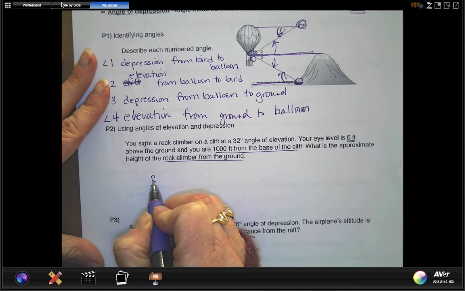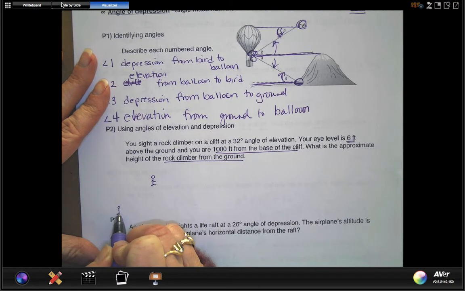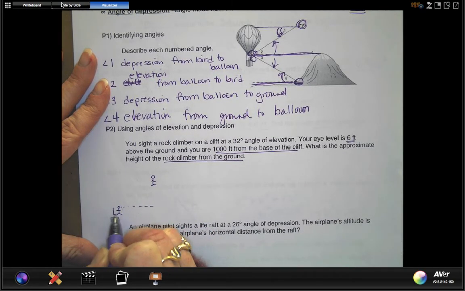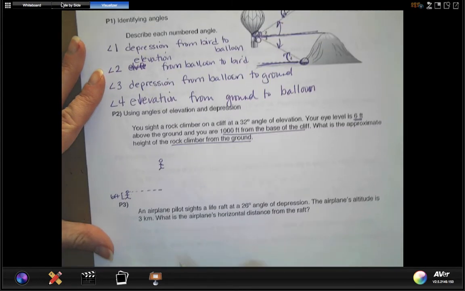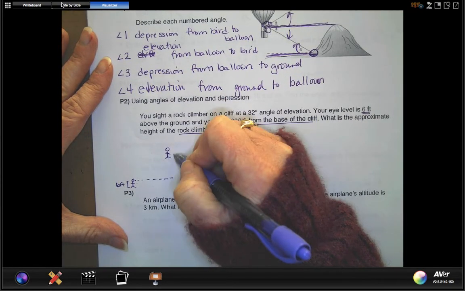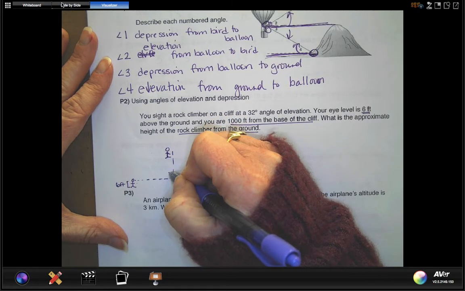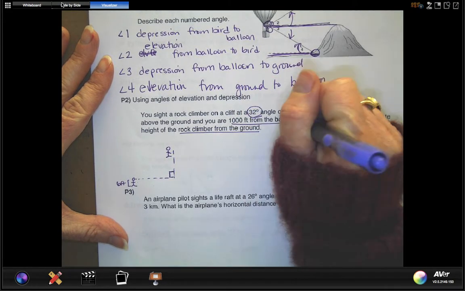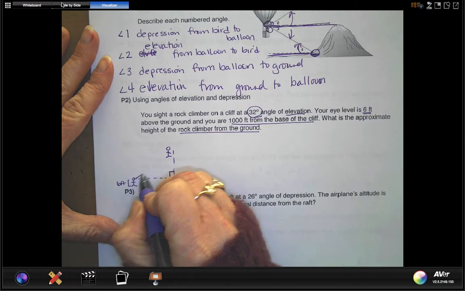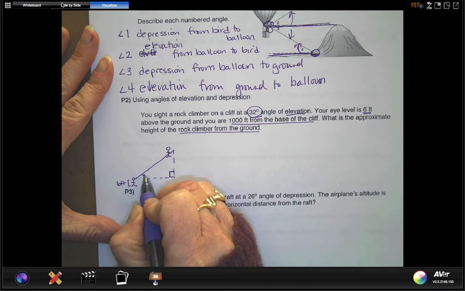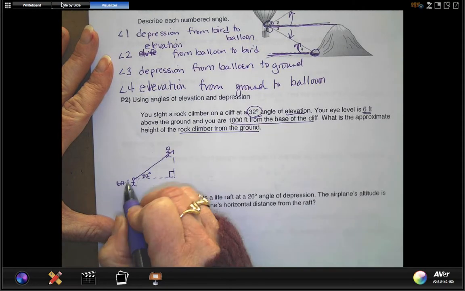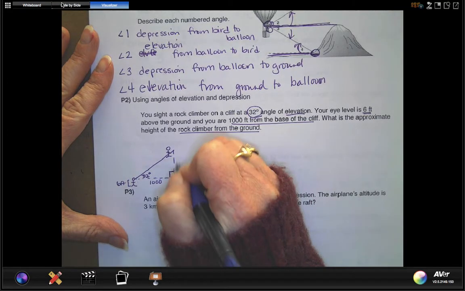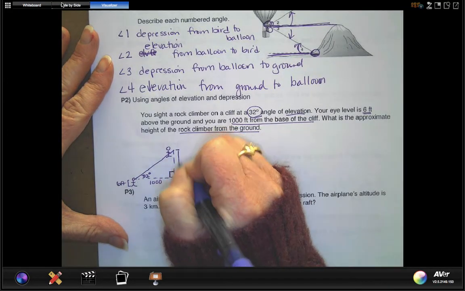So here's my rock climber. Here am I. So my eye level is, this distance right here is 6 feet above the ground. Here's the cliff the rock climber's on. I made a 90-degree angle. And it says I see him at a 32-degree angle of elevation. So there's my horizontal, there's my angle of elevation. My eye level is 6 feet above, and I'm 1,000 feet from the base of the cliff. What's the height of the rock climber from the ground? So I want to figure out this distance right here.